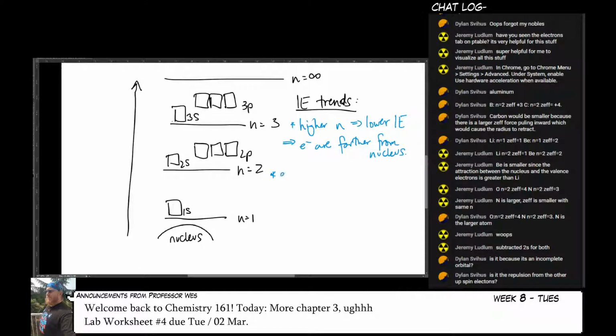And then the second one is generally higher ZEffective means higher ionization energy. And that's because we have more pull from the nucleus against the electron being removed. That's supposed to be a V, and I can't V today. There we go.